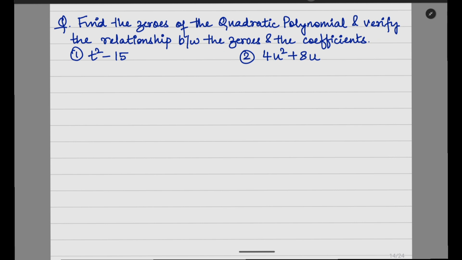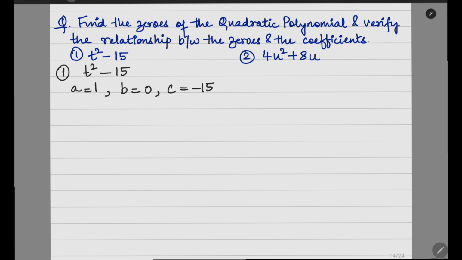Okay, next question. Find the zeros of the quadratic polynomial and verify the relationship between zeros and the coefficients. First of all, let's do the first one: t square minus 15. Now tell me what is a, b and c. A is nothing but the coefficient of t square, which is 1. B, do you have any coefficient of x or t here? No. So it is 0. And what is c? C is nothing but minus 15.